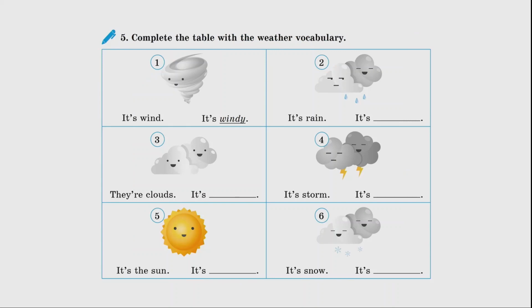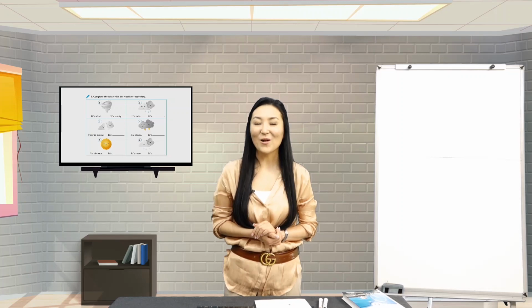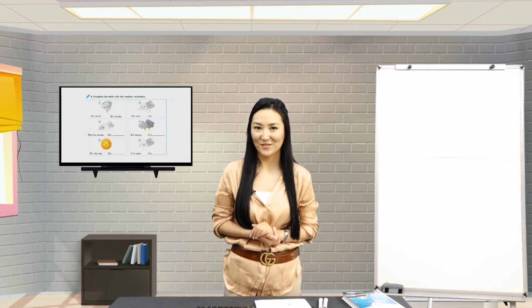Look at the first picture. What's this? It's wind. And what's the weather like? It's windy. Now, work with your classmate and compare your answers. Alright, let's check it all together.